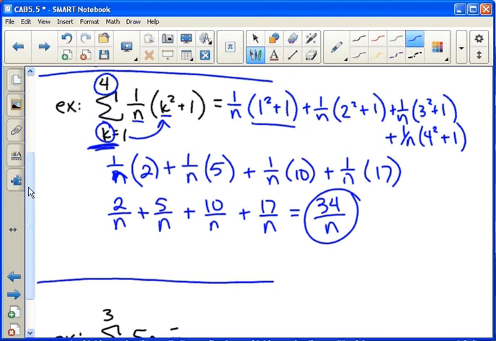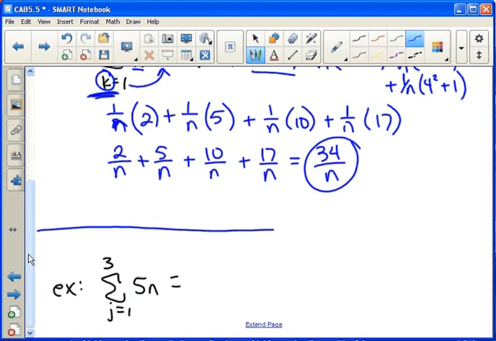Okay, last one. By hand anyway. Start with 1, and it says to plug it into J. So listen carefully. We have no J. That means we can't plug anything in. So when we use 1, we're just left with 5 in. When we use 2, we're just left with 5 in. When we use 3, we're just left with 5 in.